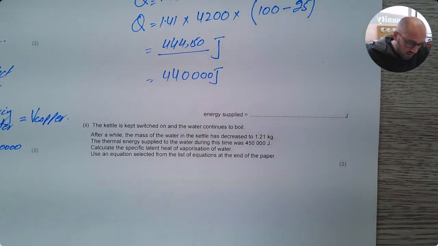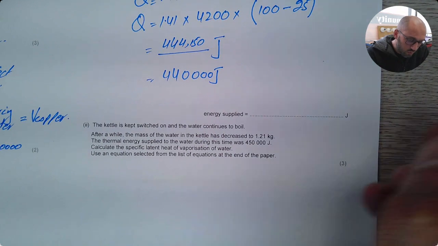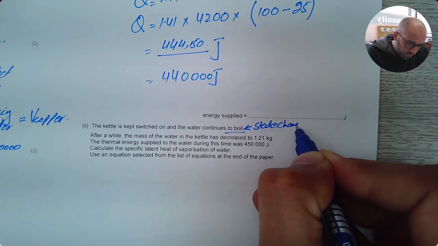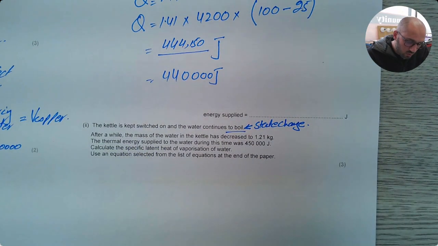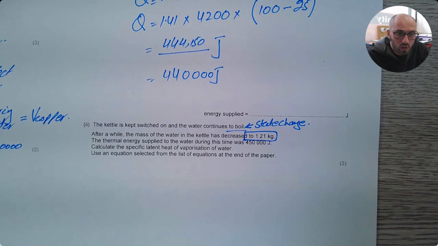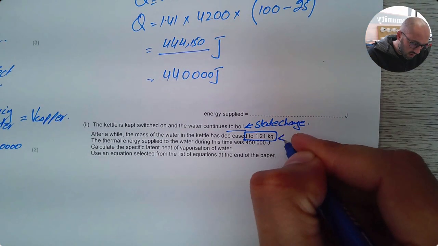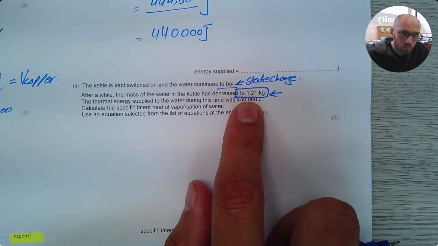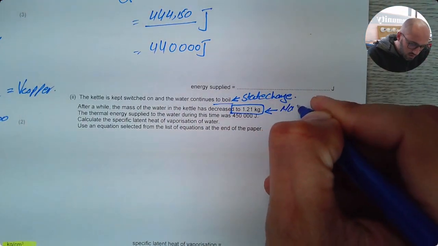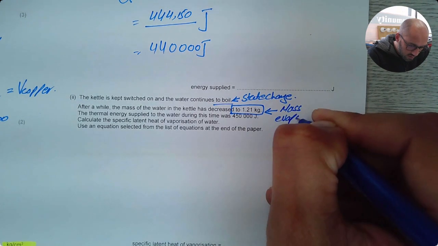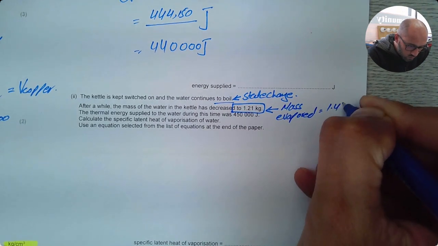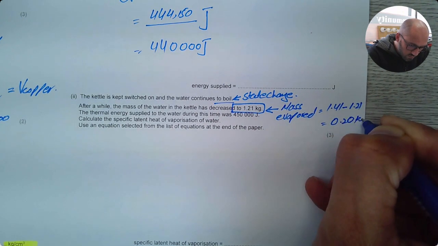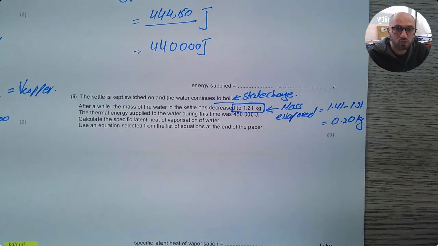Next question says the kettle is kept switched on and the water continues to boil. Now it is boiled, so this means it is about state change. After a while, the mass of the water in the kettle has decreased to 1.21 kilogram. So from here, we were given some starting mass of 1.41. Now the mass is 1.21. So I can say mass evaporated will be equal to 1.41 take away 1.21, which is 0.20 kg. This is the amount of water that has evaporated or changed state.